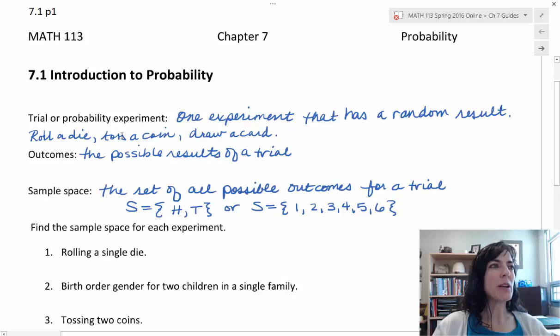Then if our probability experiment was to toss a coin, our sample space would be S equals the set H and T for heads and tails.